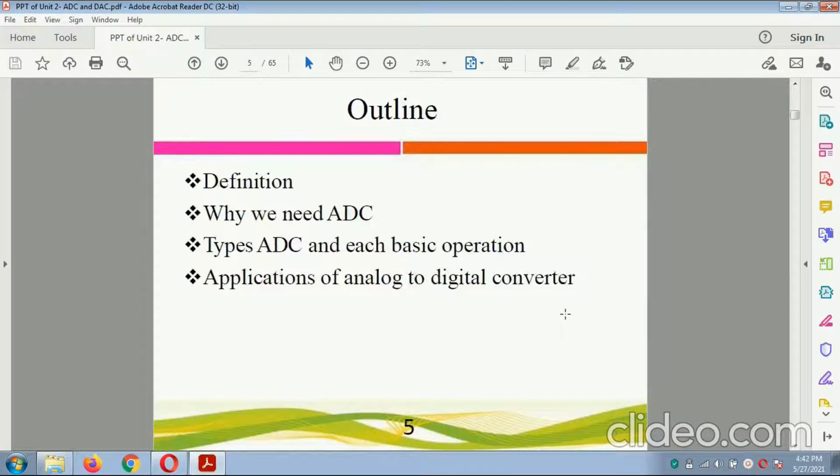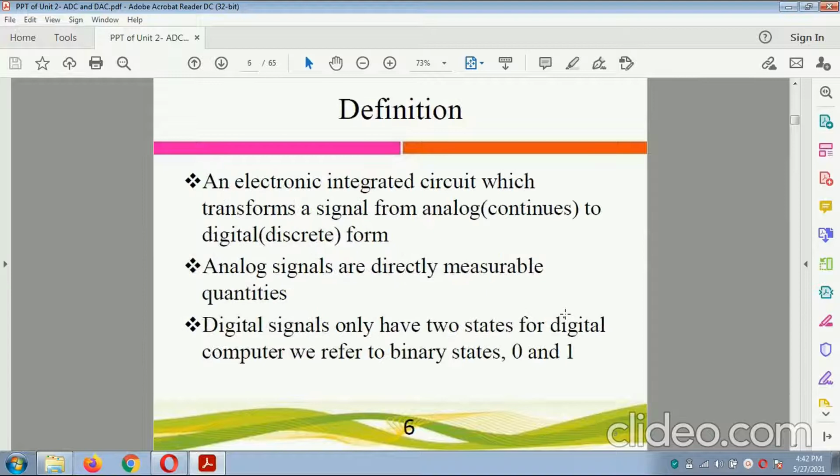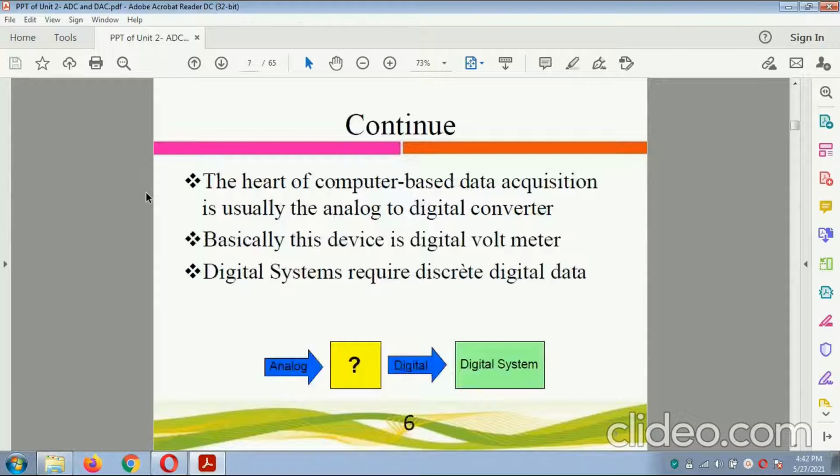It contains the definition, why we need the ADC, the types of ADC and each basic operation, and the applications of the analog to digital converter. Definition: an electronic integrated circuit which transforms a signal from analog to digital form. The analog signals are directly measurable quantities. The digital signal may have two states. For a digital computer we refer to binary states 0 and 1. So the heart of the computer-based data acquisition system is usually the analog to digital converter.